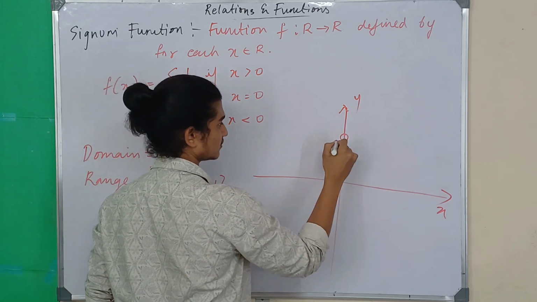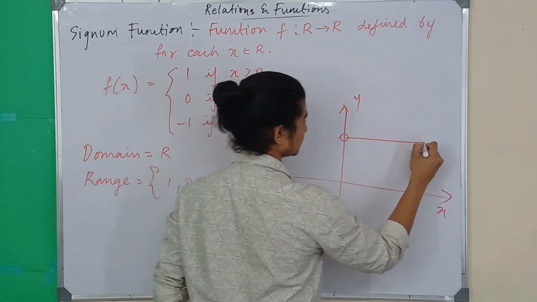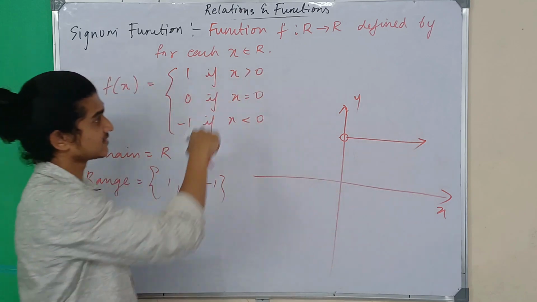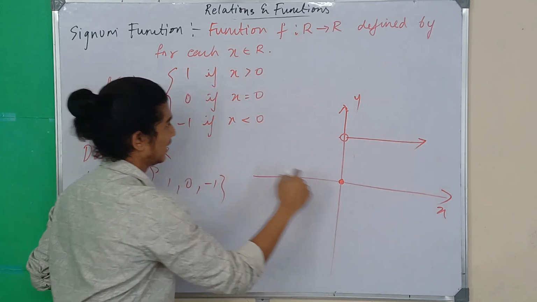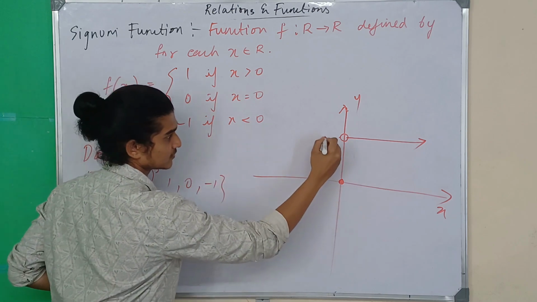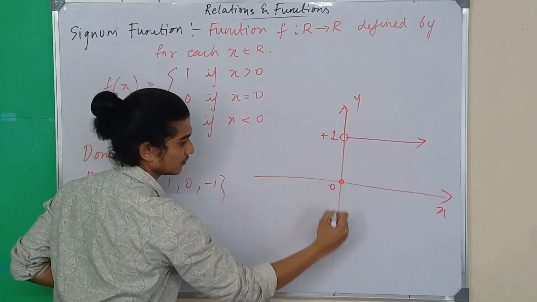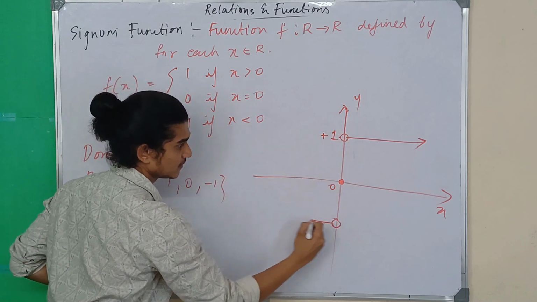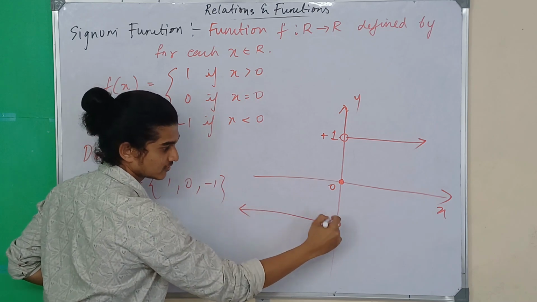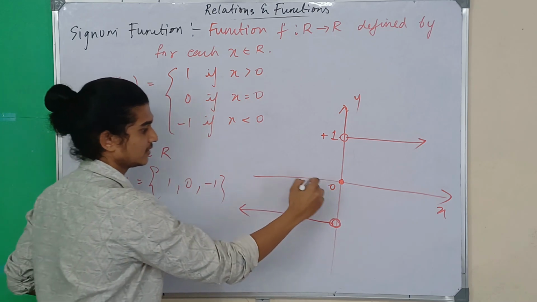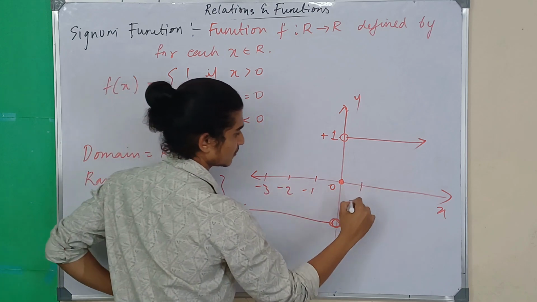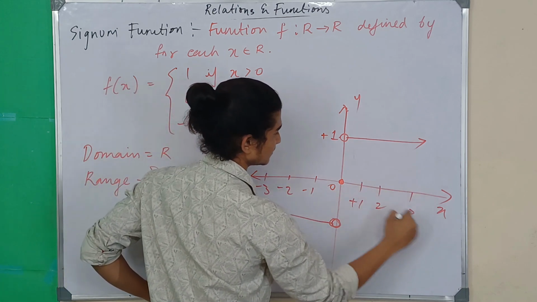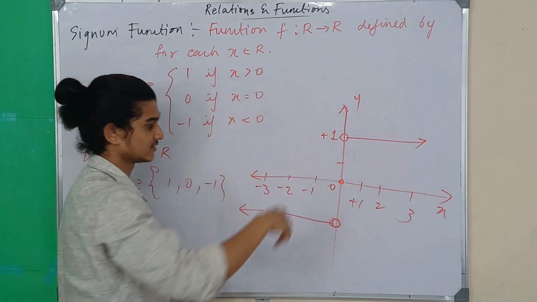So I'm going to put this circle here. This is our value if x is greater than 0, and if it is 0, this is our value, and if it is negative, it's going to be minus 1. So this is plus 1, this is 0, and this is minus 1. You should exclude this point because that corresponds to 0, and this is our number line: minus 1, minus 2, minus 3, and plus 1, plus 2, plus 3. This is our y-axis, and this is our x-axis.